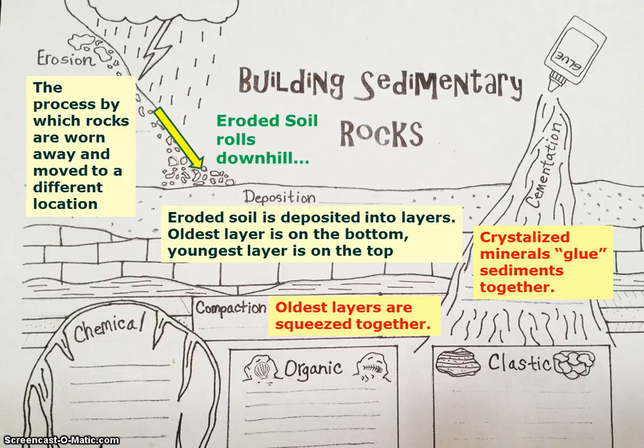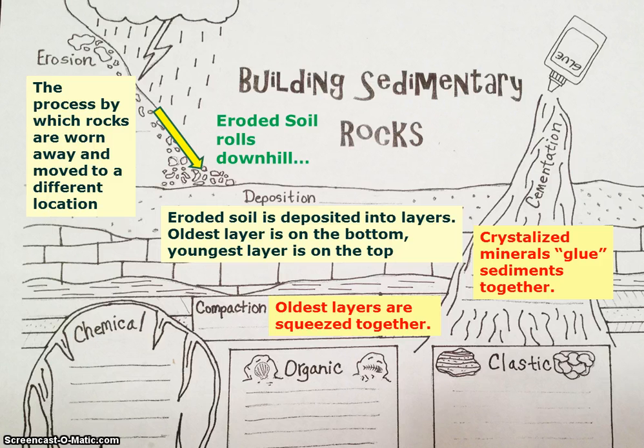Now we have to cement all of those pieces together. So we have crystallized minerals. Remember our salt solution and the example I showed you in class today, that acts as a cement, that solution. And when the minerals start to form, it glues and sticks all of the sediment pieces together. Now that's the process by which all sedimentary rocks are formed.